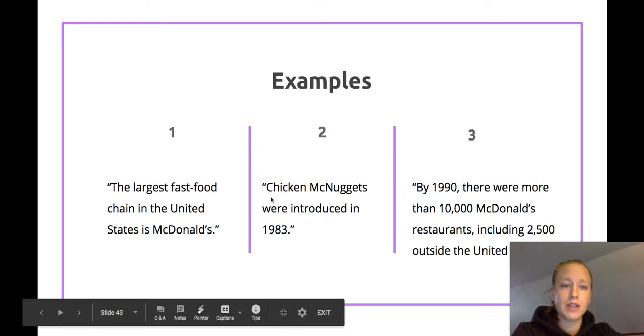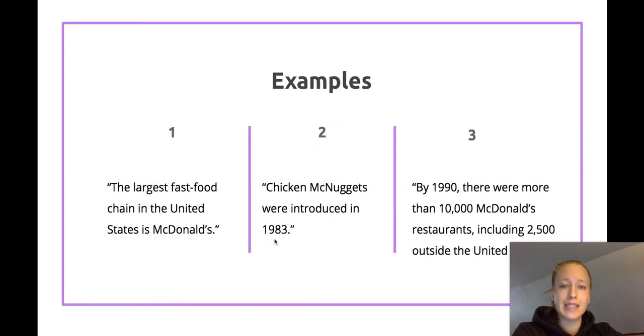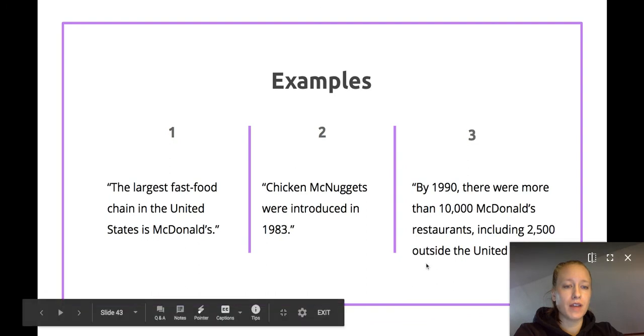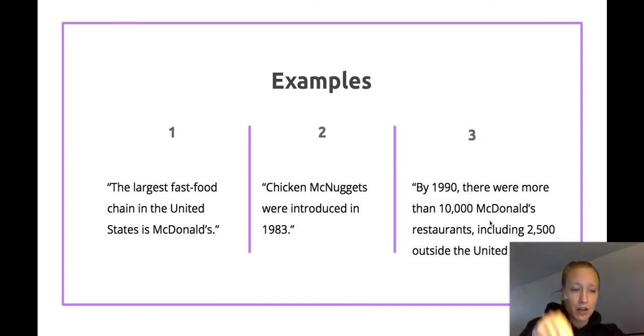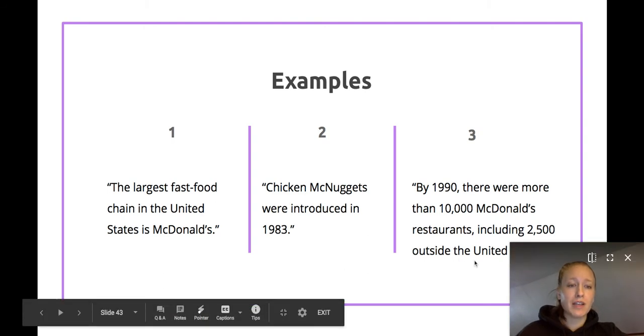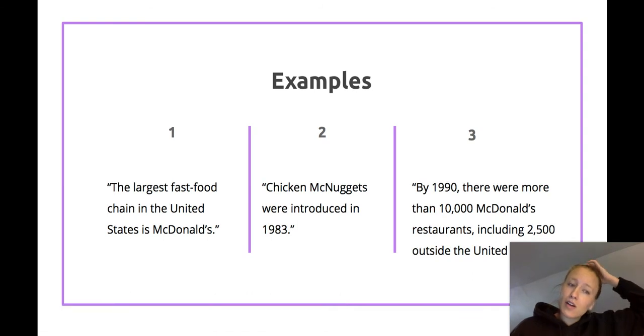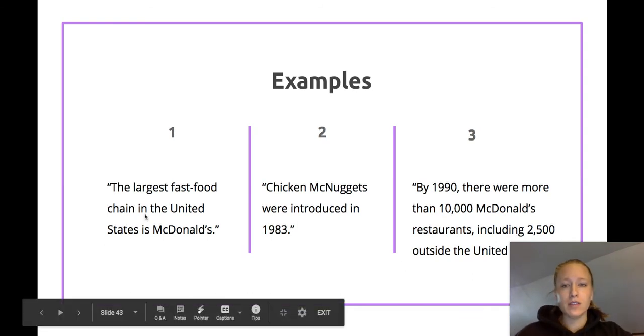A second example is chicken nuggets were introduced in 1983. So the chicken nuggets are an example of a food that people eat in that culture. By 1990, there are more than 10,000 McDonald's restaurants, including 2,500 outside the United States. So McDonald's started in the United States. There are a lot of McDonald's in the United States, but there are also 2,500 McDonald's outside the United States in all the different parts of the world. So these are all examples of culture.